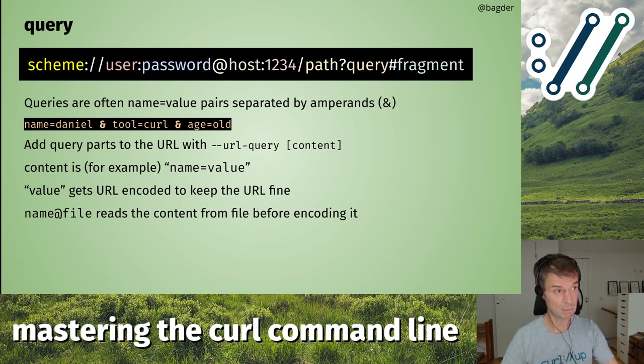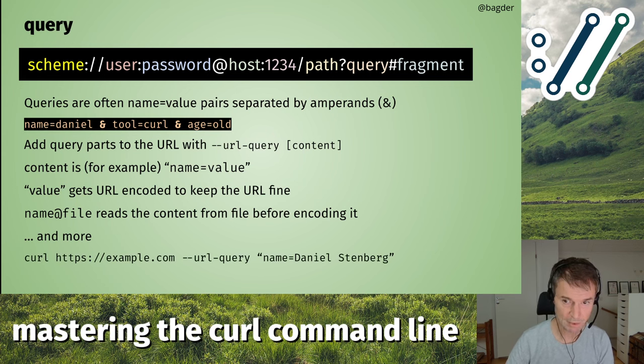URL encoded meaning that it encodes it with a character set and percent encodes it if it needs to, if it would contain some other funky letters that otherwise couldn't work in a URL. And you can also read contents from a file and so on. So it helps you create that query if you want to do query things in your script. For example, like this, if you go to example.com, but you want to add a query that says name is Daniel Stenberg, and I used this example just because it has a space in there. So the space will be URL encoded.